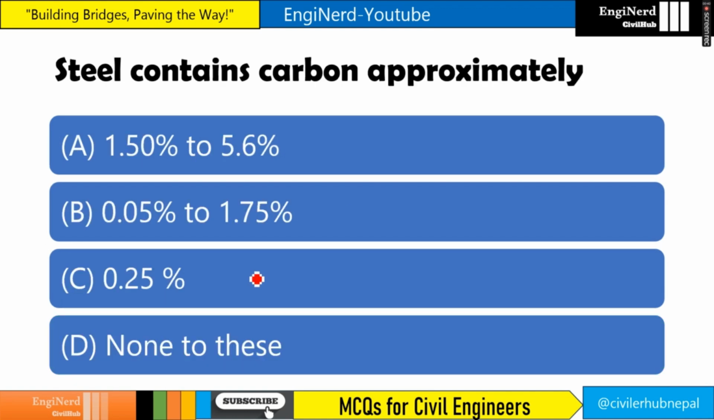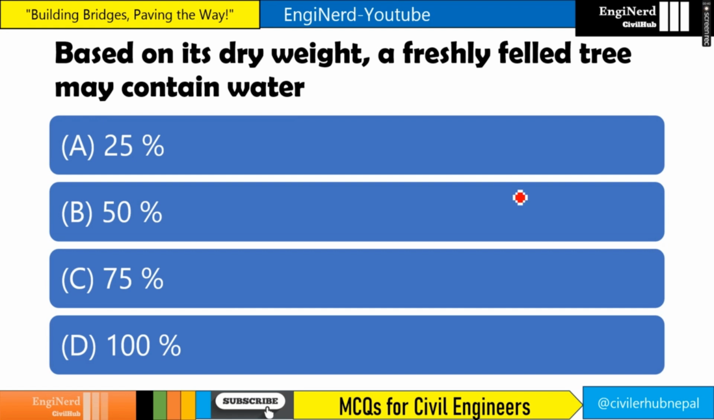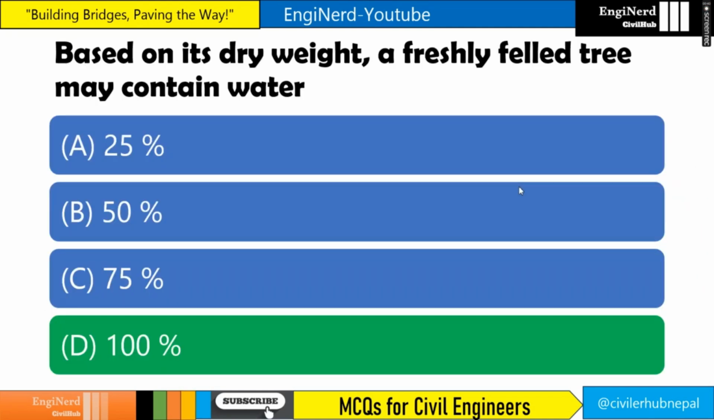Steel contains carbon approximately what? 0.05 to 1.75%. If you see here, based on its dry weight, a freshly felled tree may contain water 100%. You may also see the answer as 50% somewhere, but the answer is 100%. If you see here, freshly felled timber contains a large quantity of moisture, roughly from 100 to 200% based on dry weight of wood, right?